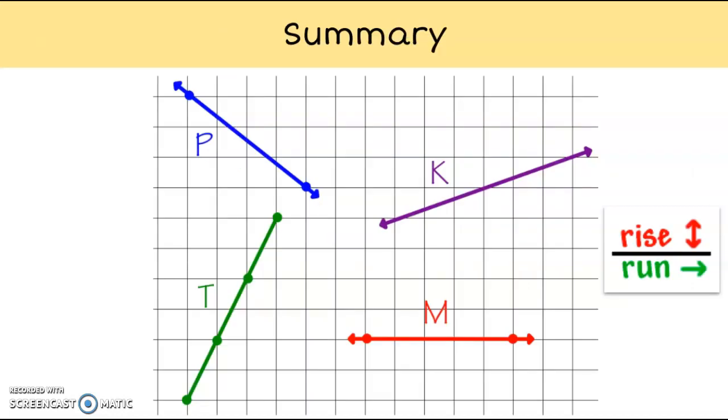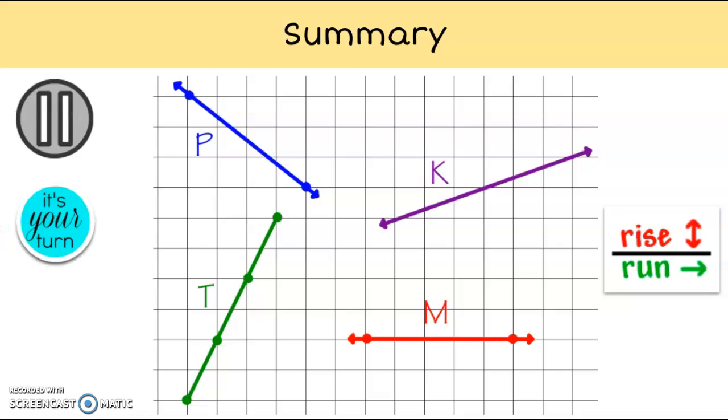Now it's your turn. Pause the video and find the slope of each of the lines from our discussion. Let's see how you did. The slope of P is -3/4. The slope of K is 1/3. The slope of M is 0 because it is horizontal. And the slope of T is 2 because your answer was 2/1.